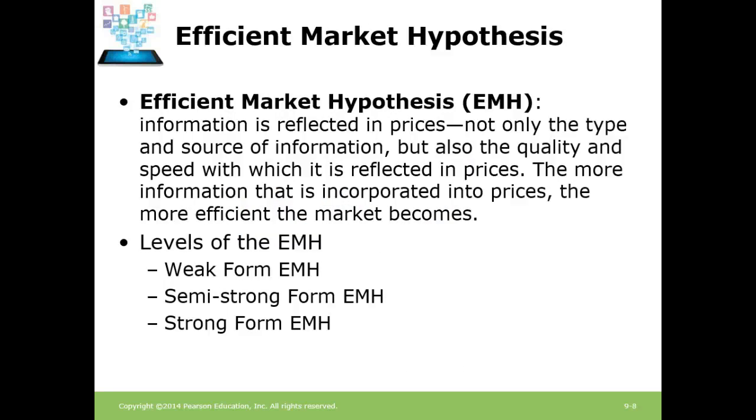Okay, so they put this into a hypothesis called the EMH, Efficient Market Hypothesis, and it comes in 3 forms: weak, semi-strong, and strong. Kind of like coffee, right?